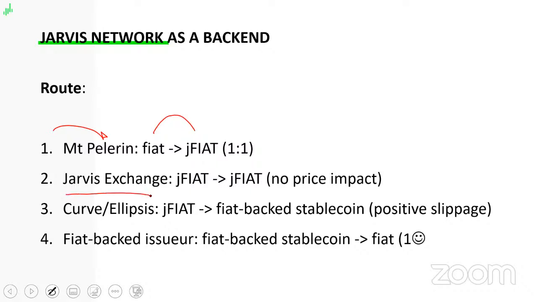Then you go to Jarvis exchange and you exchange the JFiat you just bought for the JFiat that you need. So for example, it could be Naira for BSC, or it could be Canadian dollar or Japanese yen or whatever. You don't have price impact. Then you go on Curve or Ellipsis or wherever we have listed the JFiat versus the fiat-backed stablecoin, and you enjoy the positive slippage. And why I'm sure that there will always be positive slippage is because of the way things work: every time the pool can be balanced again, arbitrageurs will just come and create again an imbalance.